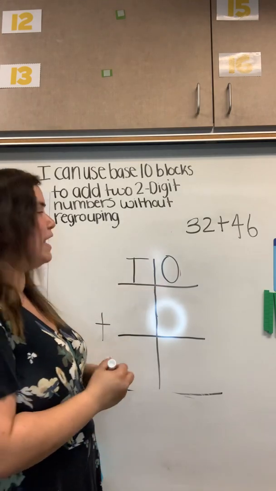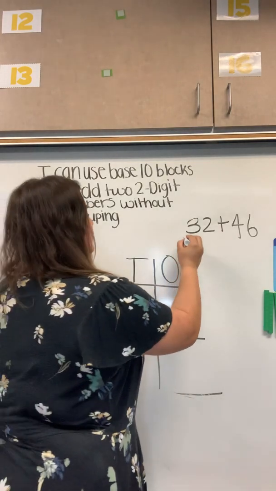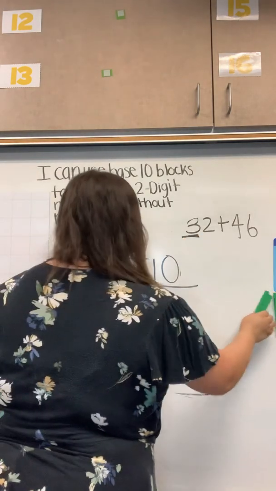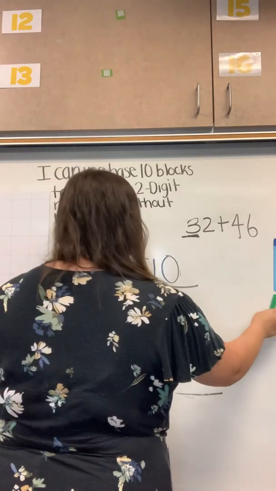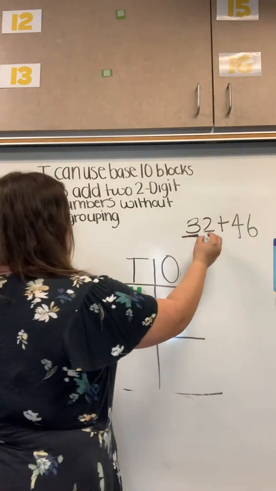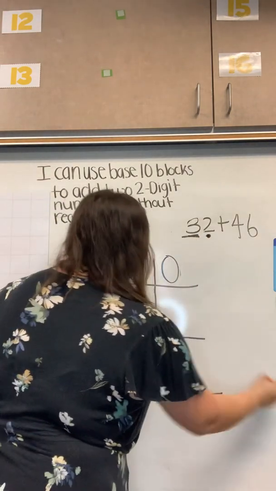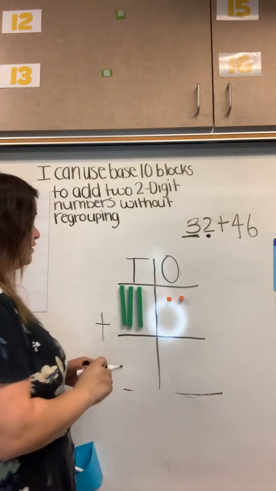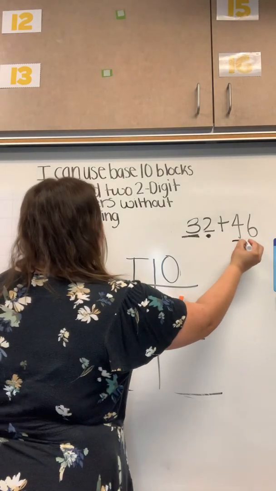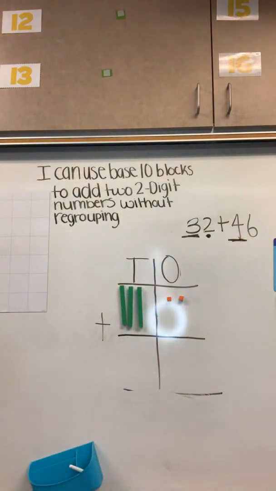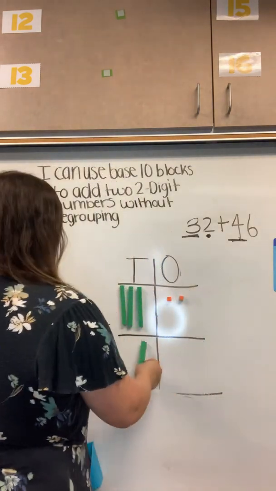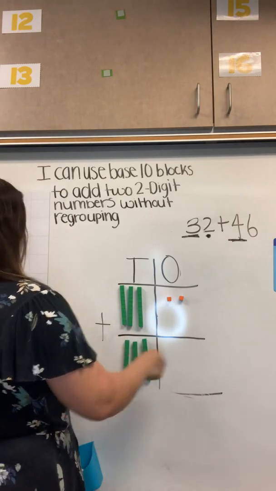So just like before, how many 10s do we have in our first number, 32? 3, good job. Now how many 1s do we have in 32? 2. Amazing. Now we're going to look at our next number. How many 10s do we have in the number 46? 4. 1, 2, 3, and 4.